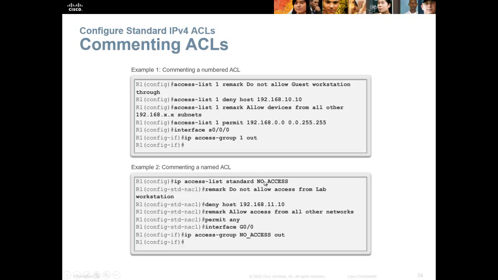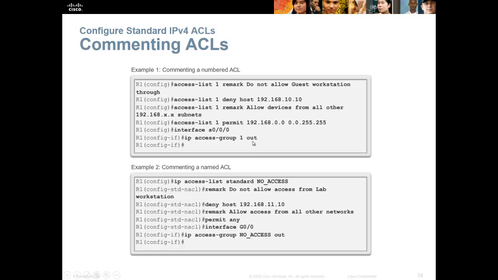All right, so let's say you're doing a named ACL. Everything else is the same. So first you do IP access list standard, and then this access list is called no access. So instead of doing IP access list 1, we're doing IP access list standard no access. Then remember, the prompt changes. So remark, blah, and then deny host, remark, deny host, or permit any. And then we go to the interface, IP access group, the name, space, outgoing.